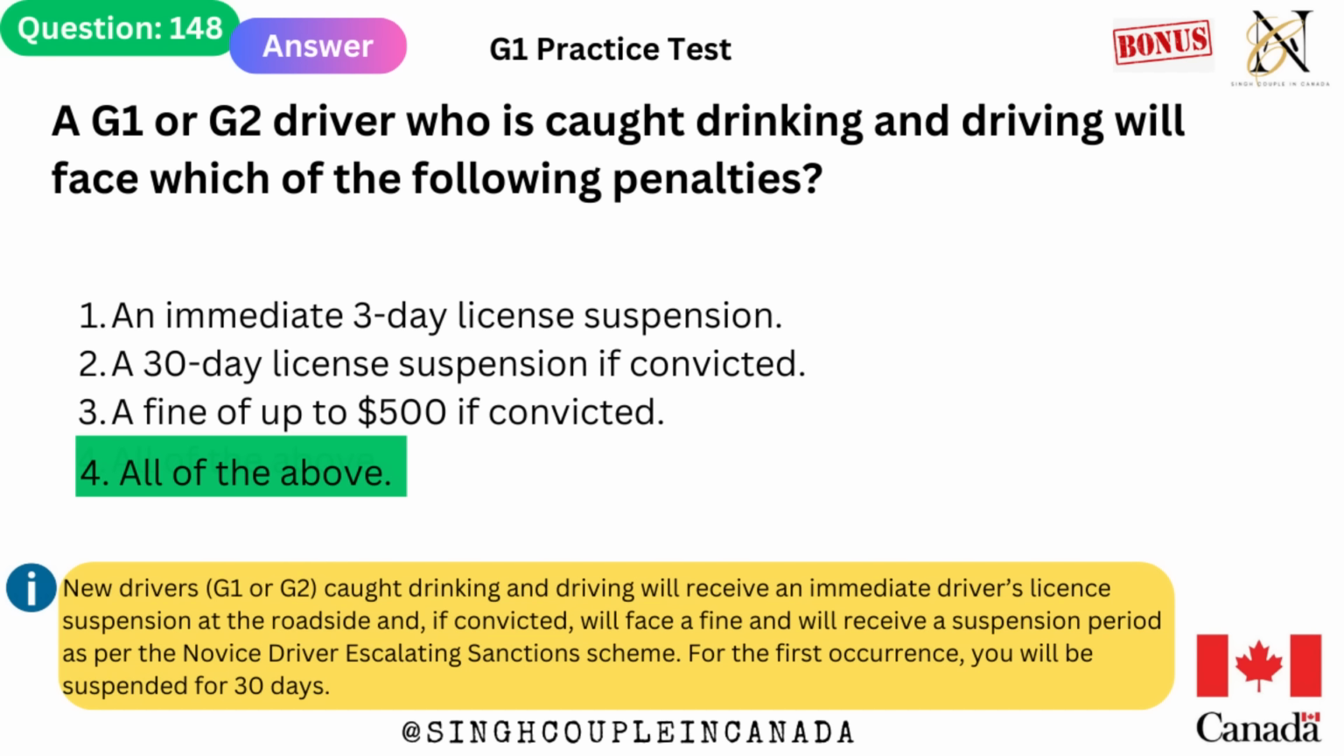New drivers, G1 or G2, caught drinking and driving will receive an immediate driver's license suspension at the roadside and, if convicted, will face a fine and will receive a suspension period as per the novice driver escalating sanctions scheme. For the first occurrence, you will be suspended for 30 days.